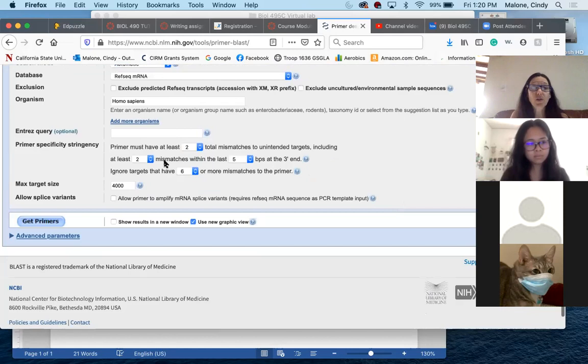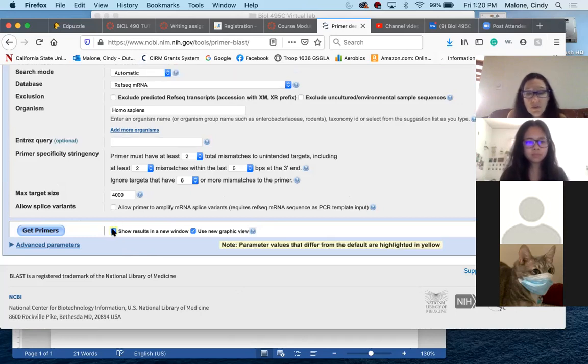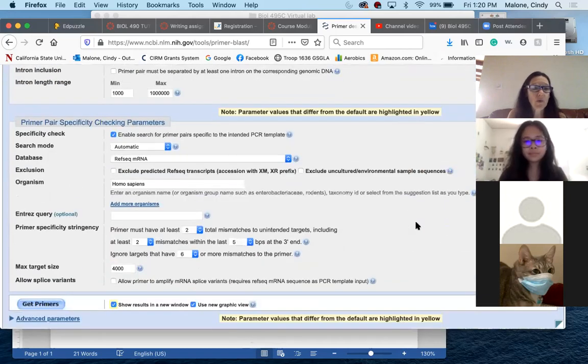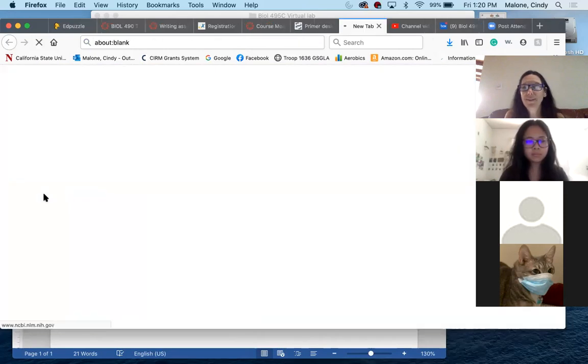Okay, so this also looks for mismatches, which means, is it going to sit on other chromosomes and other genes? And so we're going to leave this as the default right now. But again, if you get lots of primers, you can make it more stringent so that it won't sit on anything else and see how many primers you get back. We don't need splice variants. We're not doing RNA. We're going to show it in a new window, highlighted in yellow. Okay, we didn't change anything. And then we're going to say go.